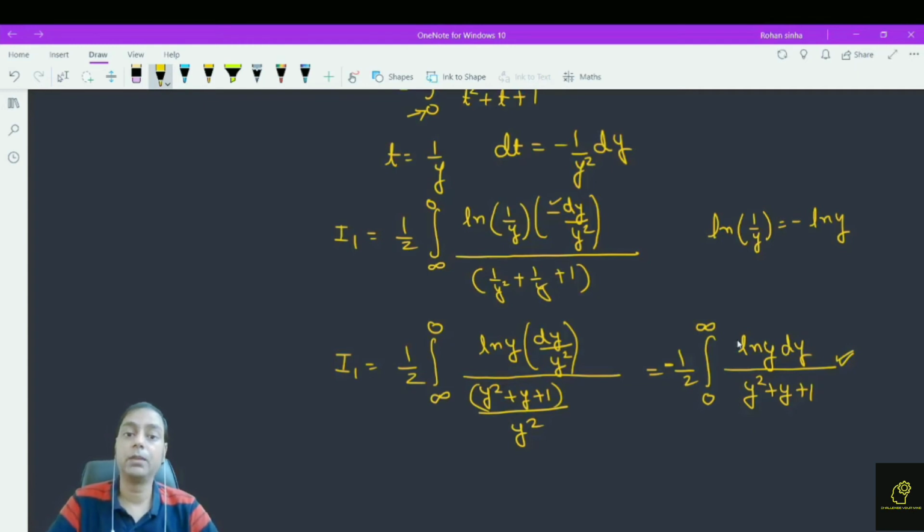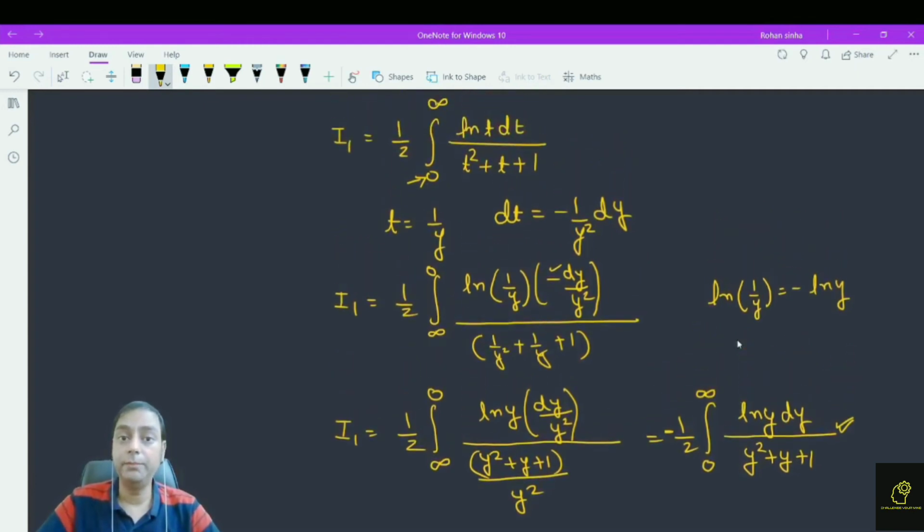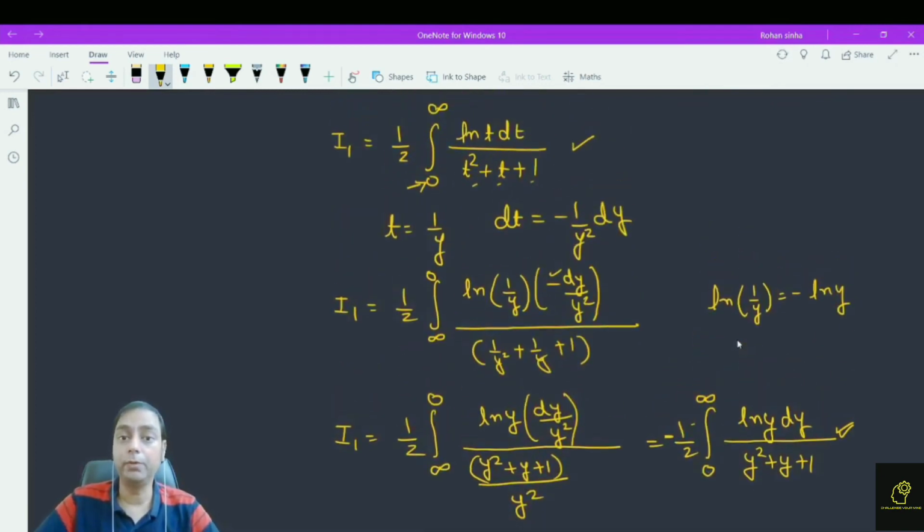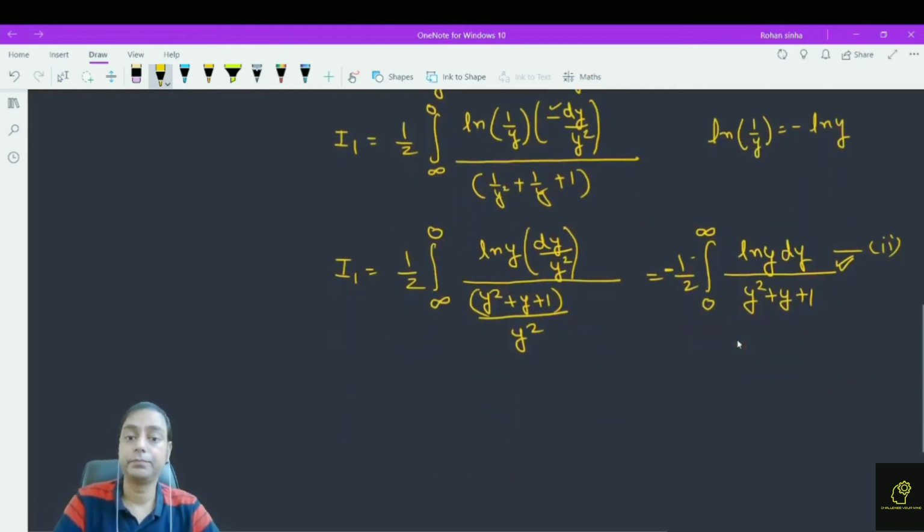And what is I1? If we compare, this is our I1, 1 by 2, limit from 0 to infinity, log t dt divided by t squared plus t plus 1, and this is minus 1 by 2, 0 to infinity, log y dy divided by y squared plus y plus 1. So what can we say? I1 is equal to minus I1. Comparing these two equations, this is 1 and this is 2, we find I1 is equal to minus I1. So twice I1 is equal to 0, this means I1 is equal to 0.